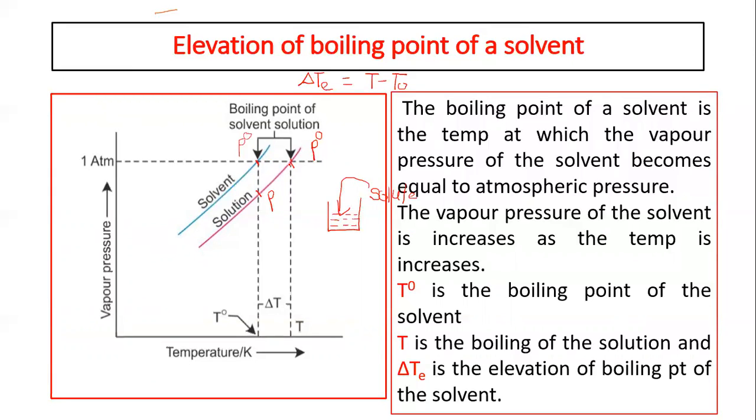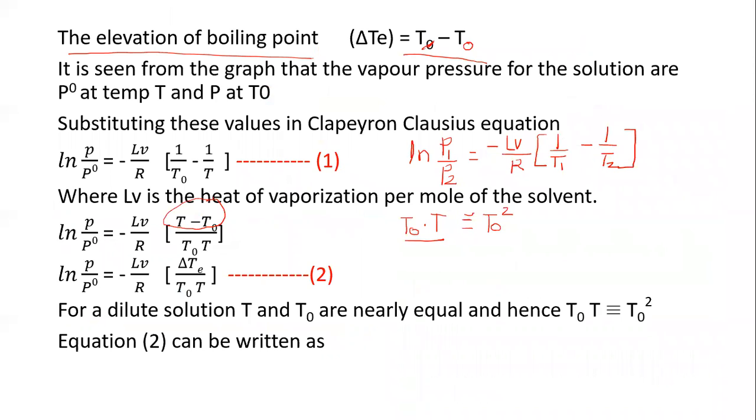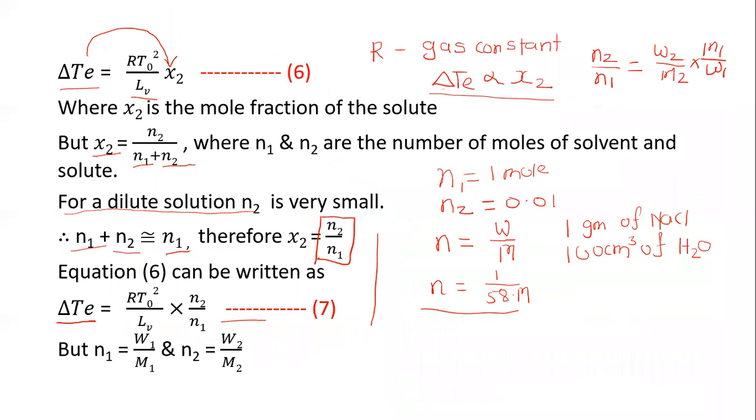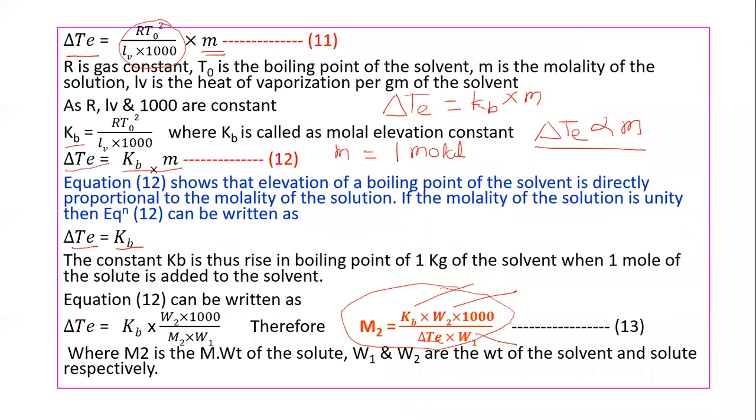To derive this, we have chosen two points on the solution curve: higher vapor pressure, lower vapor pressure, and higher temperature, lower temperature, and we can apply the integrated form of the Clausius-Clapeyron equation to this. Step by step, we have derived the equation, and finally we get the relation between the molecular weight of the solute and elevation of boiling point of a solvent. Thus in this video we explained the elevation of boiling point of a solvent and the molecular weight of the non-volatile solute.